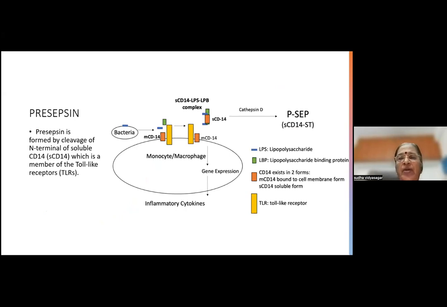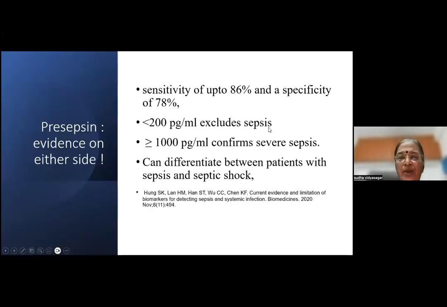Moving on to the third biomarker that we know of, that is presepsin. Now, presepsin is formed by the cleavage of the soluble CD14. You can see the CD14 here, which is a member of the toll-like receptor family. The bacteria comes in and along with the LPS forms a complex, and then that complex is broken down and you get the presepsin. So the interaction of the bacteria with the monocyte or macrophage causes this toll-like receptor to get activated, and the CD14 comes in, and then that is cleaved to form the presepsin. So this is another biomarker.